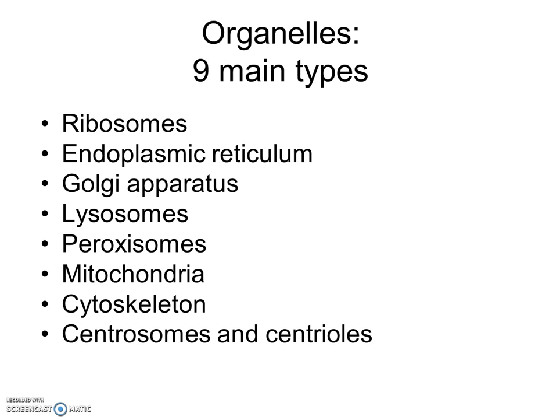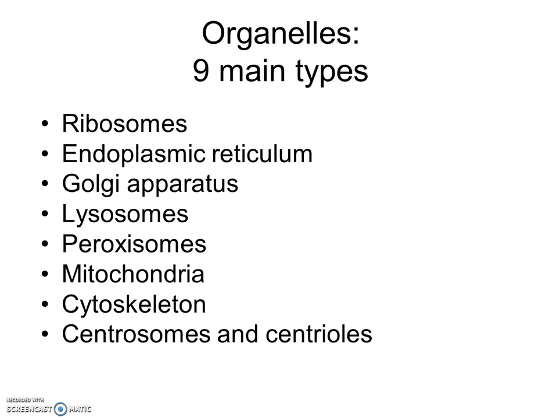Now let's go into a little more detail on the organelles. You've covered organelles before in your intro bio class, so we're not going to go into much detail and we're going to go through these pretty quickly. But there are 9 main types of organelles. First, ribosomes, endoplasmic reticulum, Golgi apparatus, lysosomes, peroxisomes, mitochondria, cytoskeleton, centrosomes, and centrioles. Now, remember, each organelle has their own function.